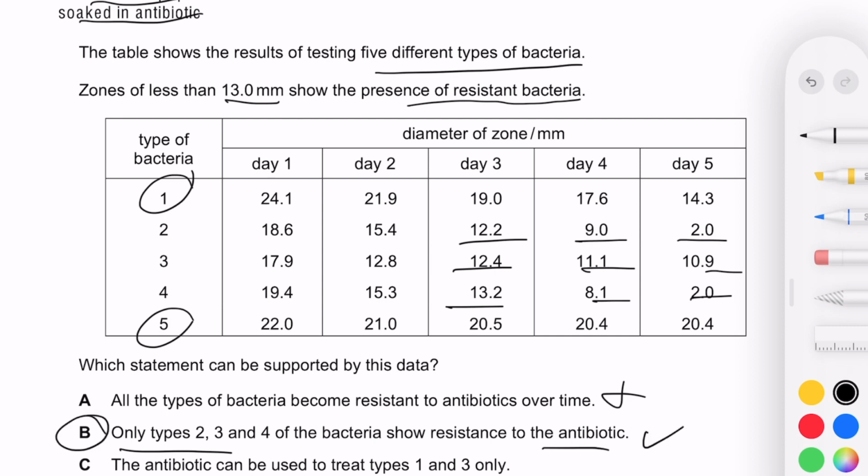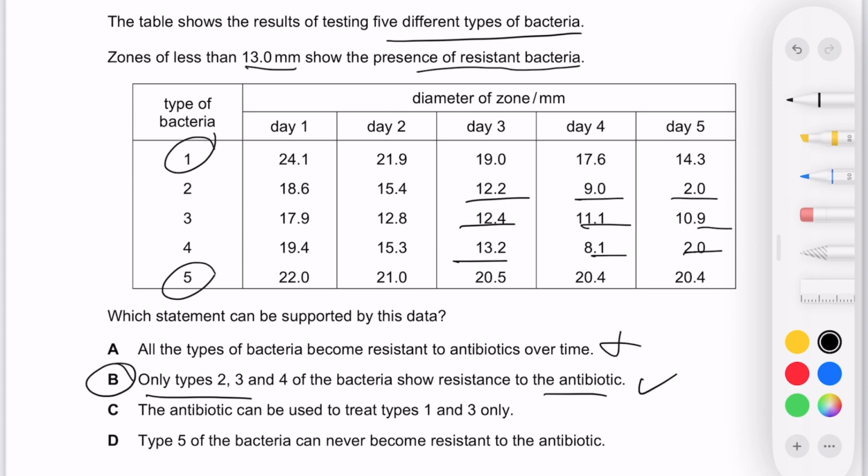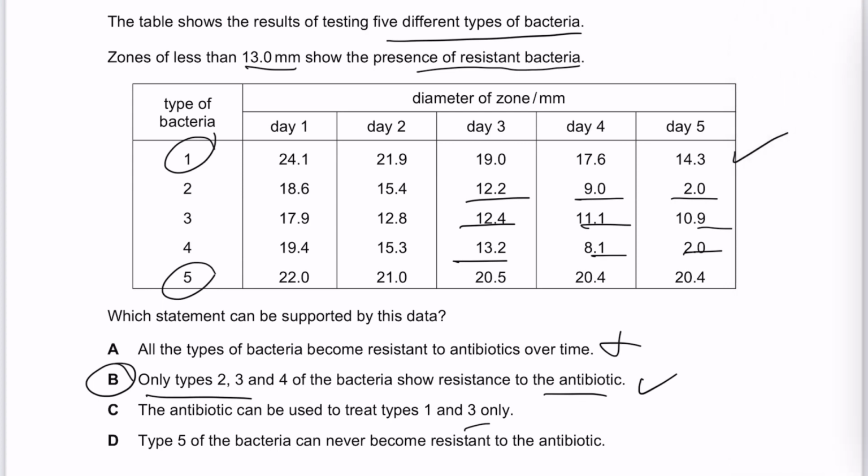That is true. And the antibiotic can be used to treat types 1 and 3? No, because type 1, yes, it is sensitive, so yes, I can use it to treat bacteria 1, but I cannot use it to treat the resistant type 3, of course. The type 5 of bacteria can never become resistant to the antibiotic? No one said so, okay.